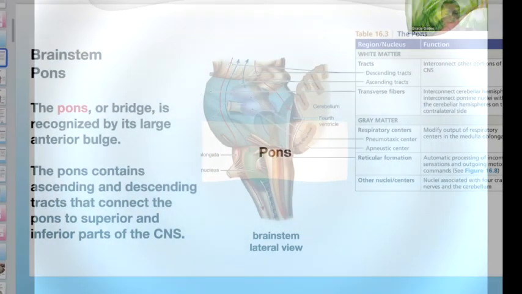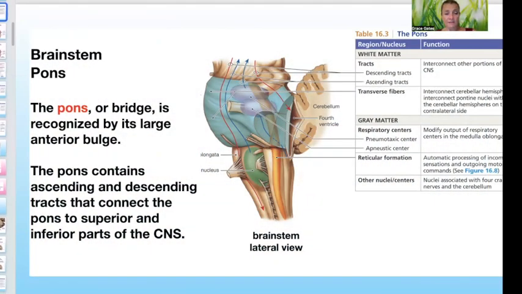Okay, moving on to the pons. So the pons, which is actually a Latin word for bridge, is recognized by its large anterior bulge, like a big potbelly stove or something. The pons contains ascending and descending tracts that connect the pons to superior and inferior parts of the central nervous system. So, the same as the medulla.